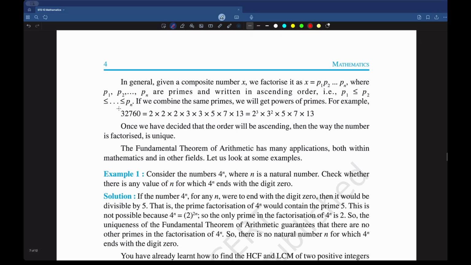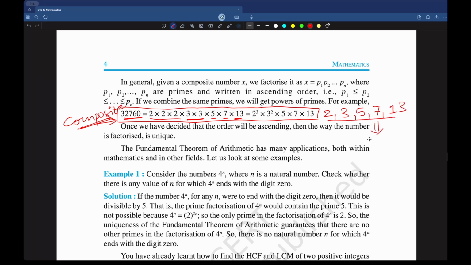They have taken one example, that is 32,760, which can be expressed as a product of primes. 32,760 is a composite number and it can be expressed as a product of primes, that is 2 into 2 into 2, 3 into 3, 5 into 7 into 13, that is 2 cube, 3 square, 5 into 7 into 13, where 2, 3, 5, 7 and 13 are prime numbers.